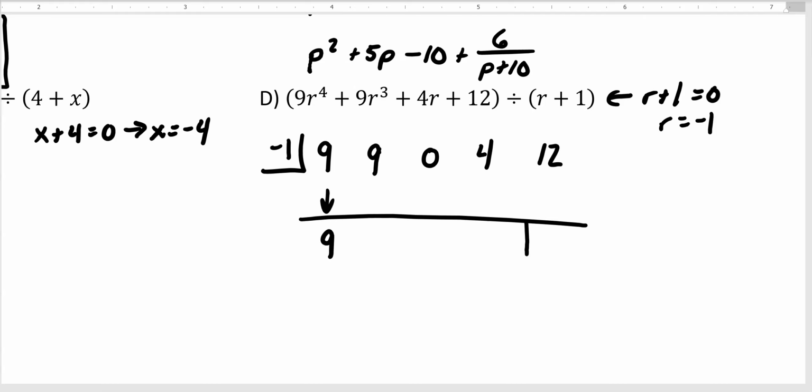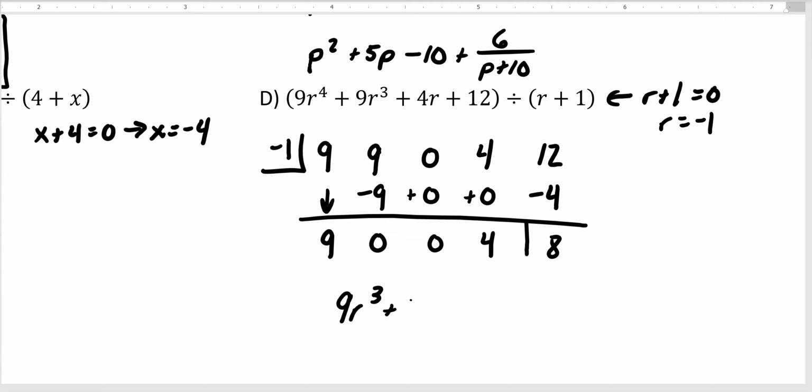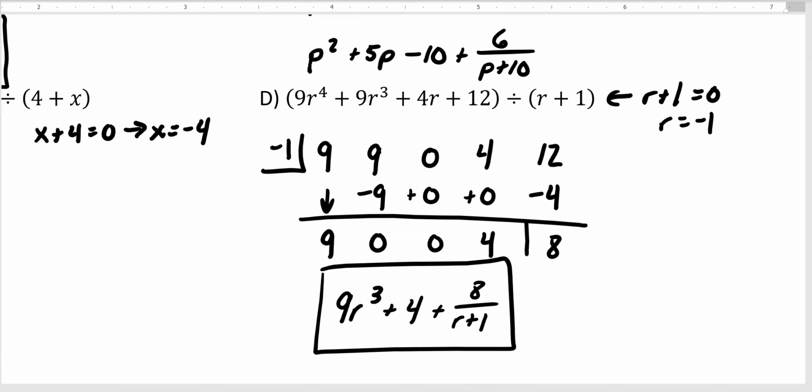Drop my first one, I get 9. Negative 1 times 9 is negative 9. 9 minus 9 is 0. Negative 1 times 0 is 0. 0 plus 0 is 0. Negative 1 times 0 is 0. Now I have 4 plus 0, which is 4. Negative 1 times 4 is negative 4. 12 minus 4 is 8. Be careful with our terms here. Remember, we start 1 degree less, so we'd have 9r to the third plus 0r squared plus 0r plus 4, then plus 8 over r plus 1. And that would be my quotient.